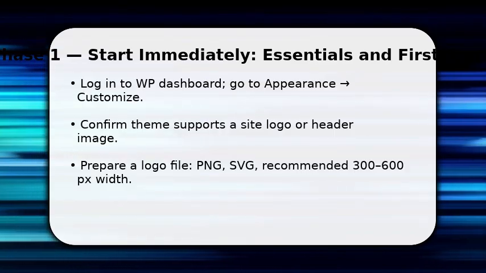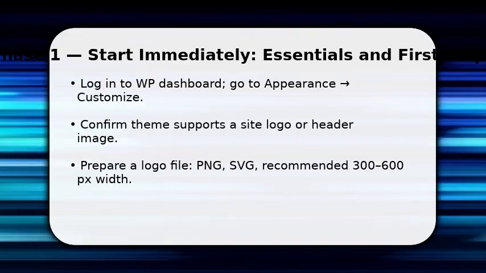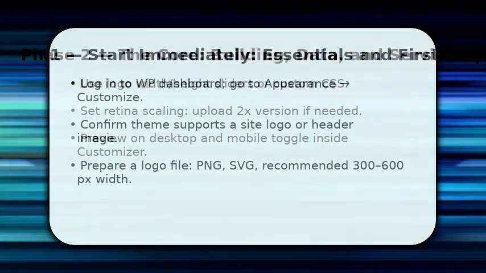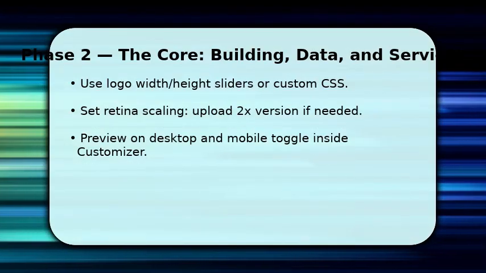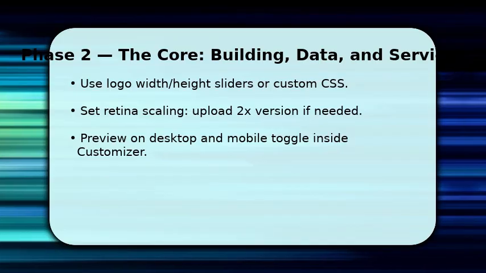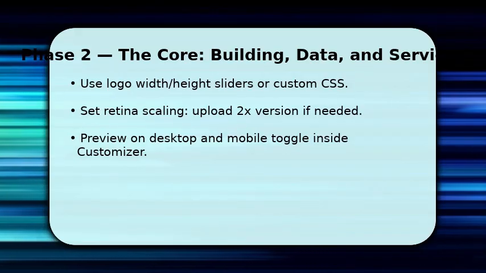Make sure to replace the existing image rather than adding a new media item, because themes use the site identity slot for responsive placement. Now fine-tune how the logo appears. Use the customizer sliders to set width and height so it doesn't push navigation. If sliders aren't available, add a simple CSS rule for max width. Once done, consider a 2x version for Retina screens, upload a higher resolution file, and let WordPress scale it.